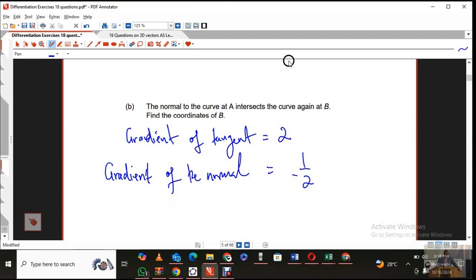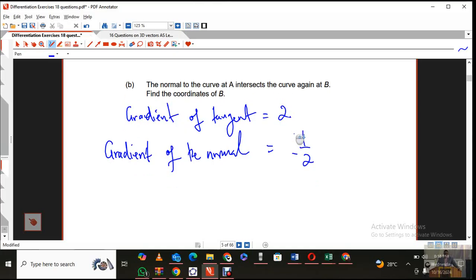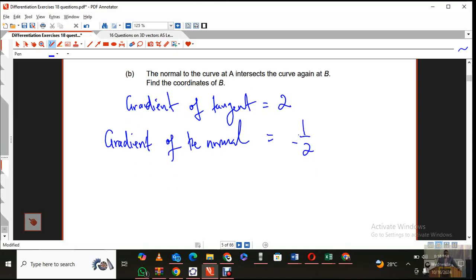Okay? Now, in any case, we now know what the gradient of the normal is. So I'm going to use the same thing: y minus y1 is equal to m times x minus x1. Maybe we can say sub 1 just to make sure. So I'm still using that point A, which is the point 2, 2.